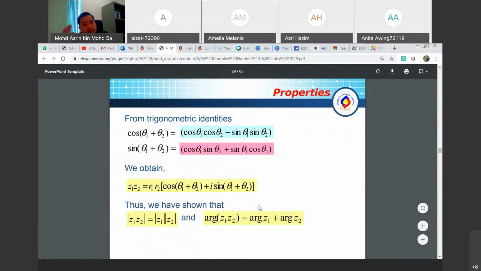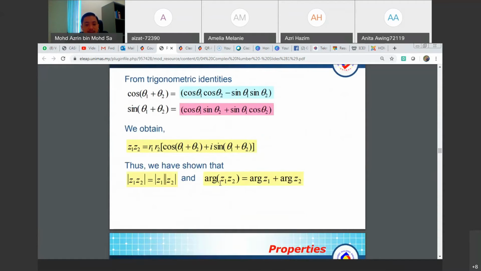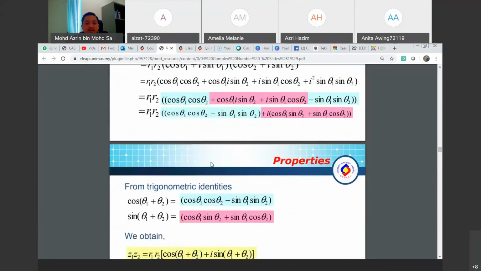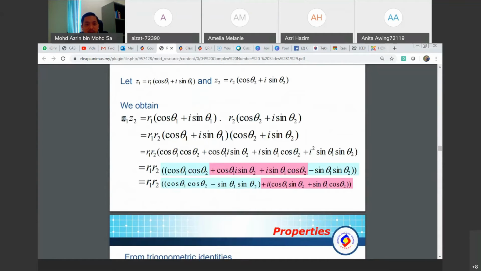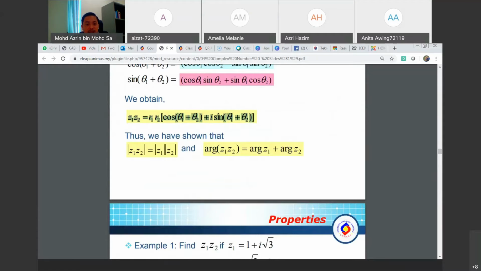Ni to show that modulus of z1 z2 equal to modulus z1 times modulus z2, and argument z1 z2 equal to argument z1 plus argument z2. So secara mudahnya, bila z1 times z2 ni, you akan dapat actually ini equation dia lah. r1 r2 cos theta 1 plus theta 2 plus i sin theta 1 plus theta 2. So kalau ada question, kita just masukkan saja. Theta ni berapa, theta 1 berapa, theta 2 berapa, r1 berapa, r2 berapa.